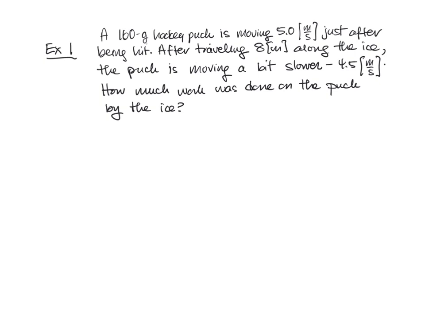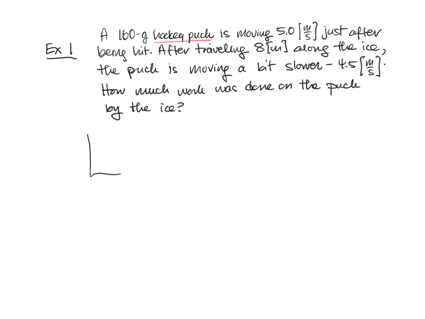Here's a sample problem. A 160-gram hockey puck is moving 5 meters per second just after being hit. After traveling 8 meters along the ice, the puck is moving a bit slower, 4.5 meters per second. How much work was done on the puck by the ice? So this is a single object system. It's just the hockey puck.